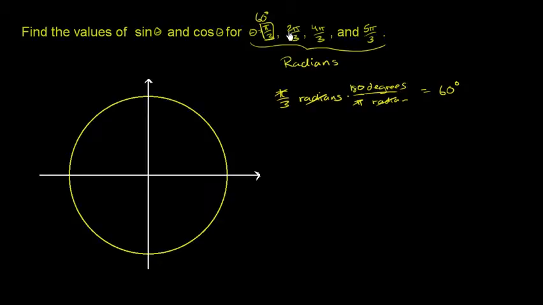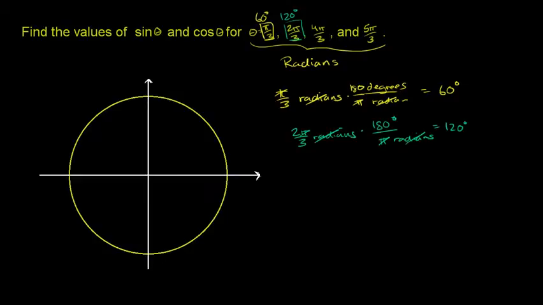This one over here is 2 times pi over 3. So if this was 60 degrees, this is going to be 2 times that, so it's going to be 120 degrees. But if you want to verify it, you could have 2 pi over 3 radians times 180 degrees for every pi radians, and you are left with 2/3 times 180 degrees, which is 120 degrees.